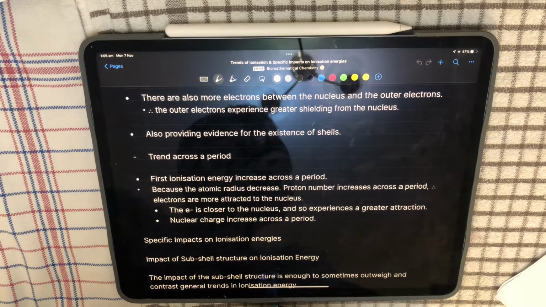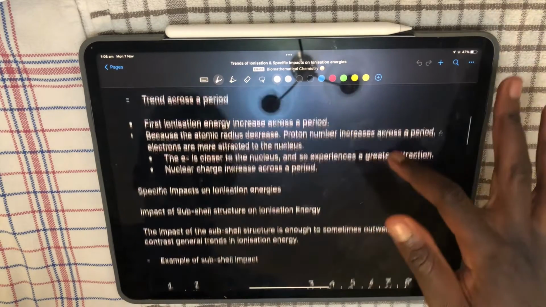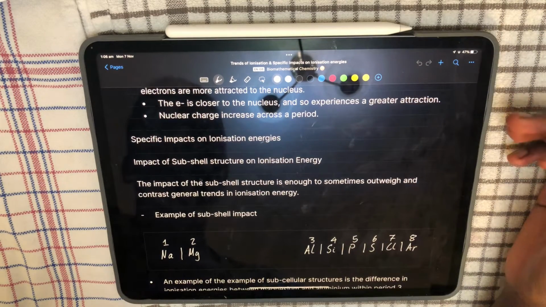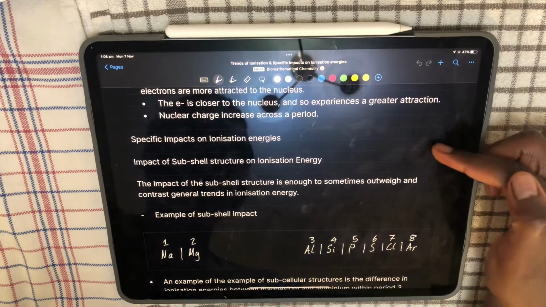Because the atomic radius decreases, proton number increases across a period, so electrons are more attracted to the nucleus. The electron is close to the nucleus and so experiences a greater attraction, and the nuclear charge increases across a period. Great. Now on to the next part of the session, specific impacts on ionization energies, right?